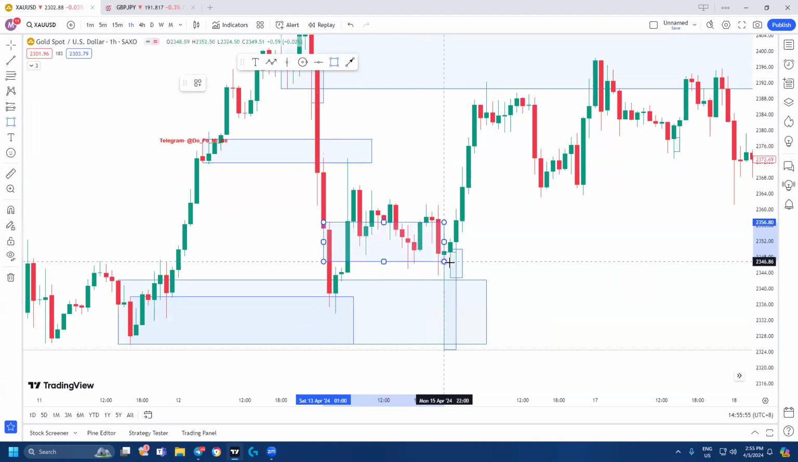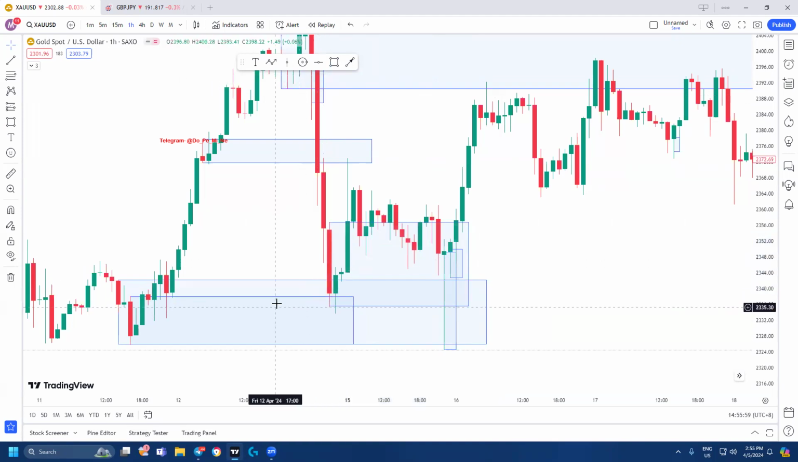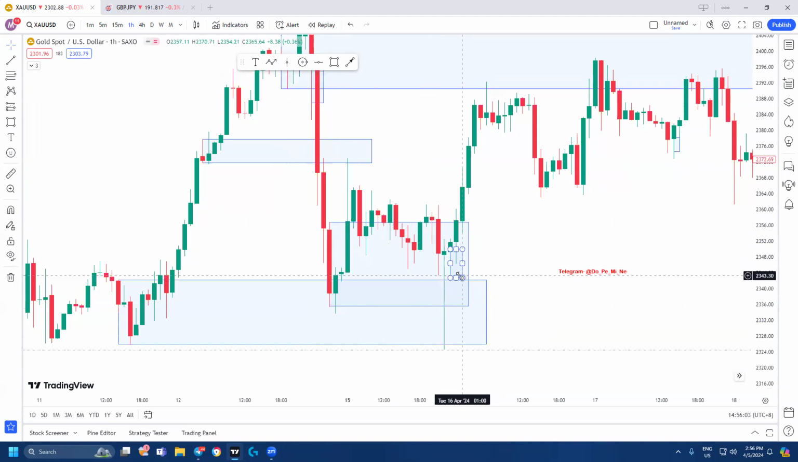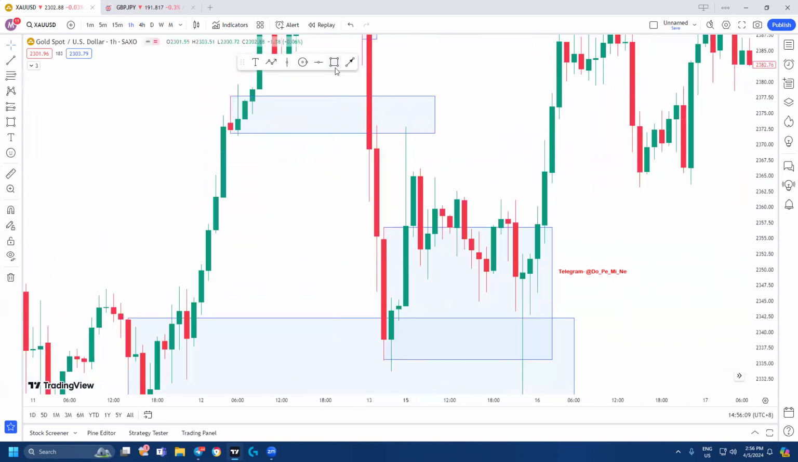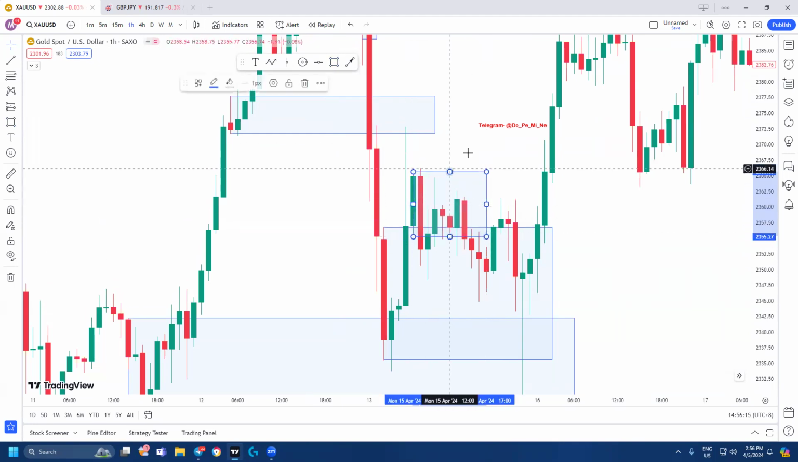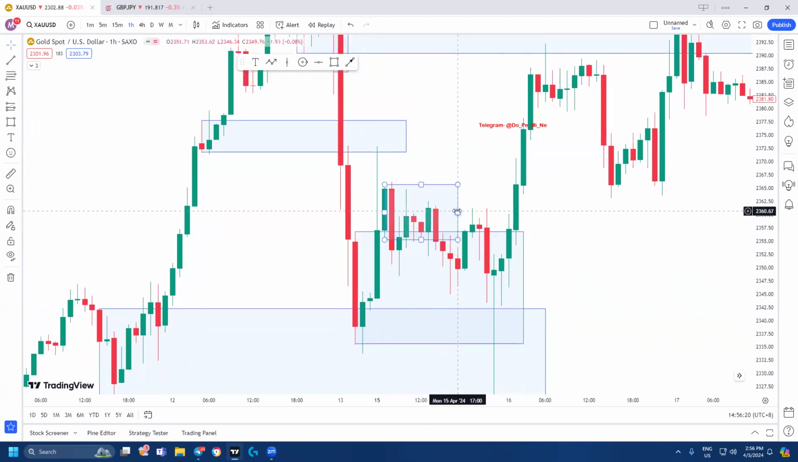And after that, we have this one, new H1. The price goes back again, but at the same time we have this one. Yeah, this is it. So you need to remember at this point, we have a selling zone.